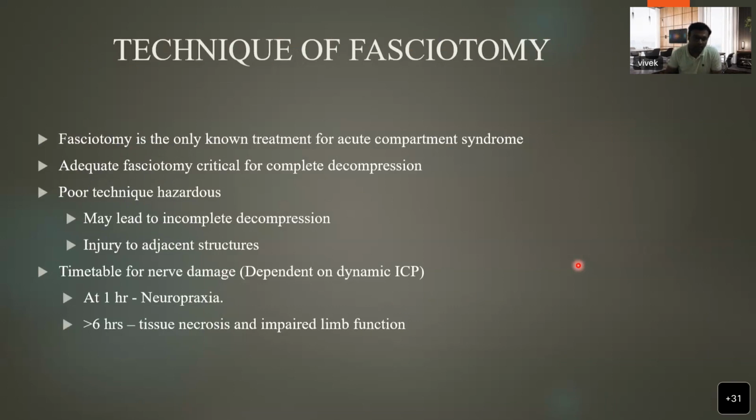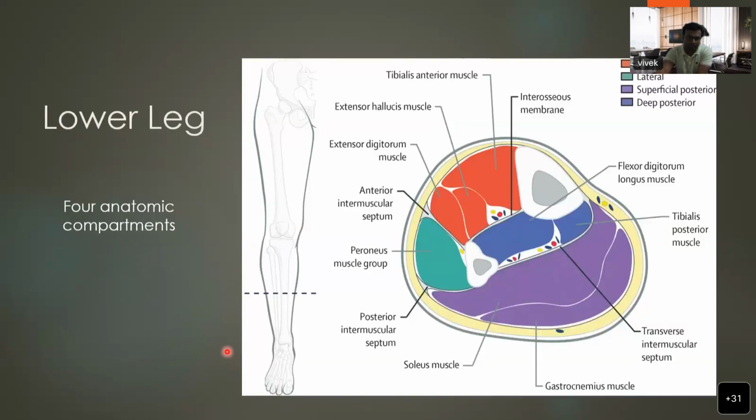The timetable of nerve damage, depending on the dynamic intracompartmental pressure, would be starting of neuropraxia at the end of 1 hour, and after more than 6 hours of development of compartment syndrome, there would be tissue necrosis and impaired limb function. But obviously, these are dependent on the dynamic intracompartmental pressure.